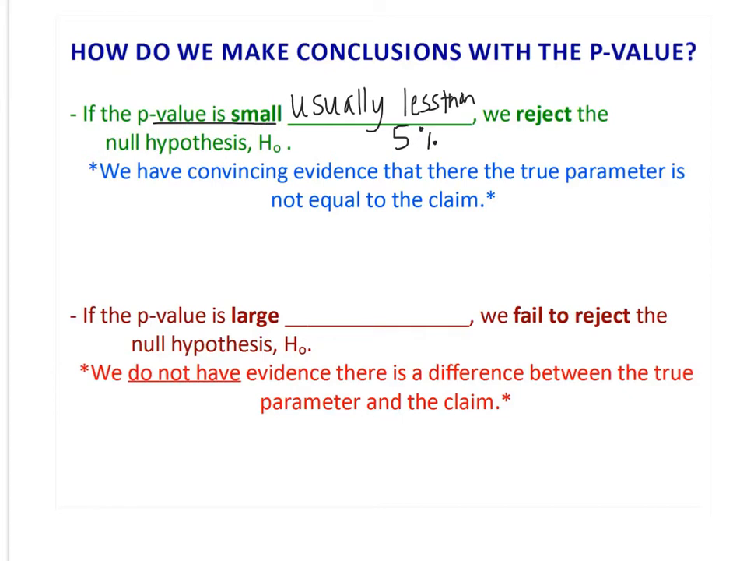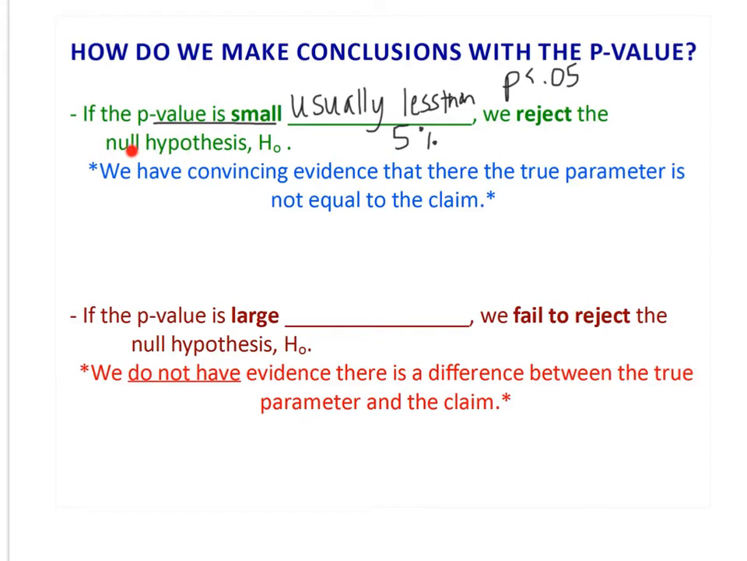So we could write that is, if p is less than 0.05, we reject the null hypothesis. If the p-value is small, that means the probability of getting our sample is very unlikely if the null hypothesis is true. So we can reject the null hypothesis and say, I reject the idea that the true mean equals the claim, or I can reject the idea that the true proportion equals the claim.